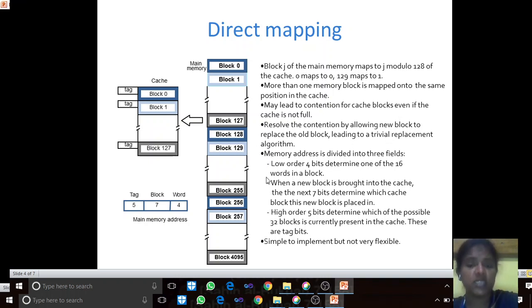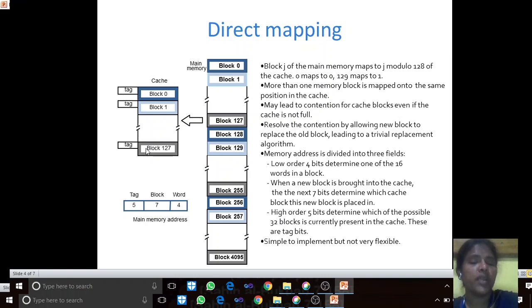The memory address is divided into 3 fields. As I told you, the low order 4 bits determine one of the 16 words in a block. When a new block is brought into the cache, the next 7 bits determine which cache block the new block is placed in. The high order 5 bits determine which of the possible 32 blocks, because 2 blocks are used for each block, no?